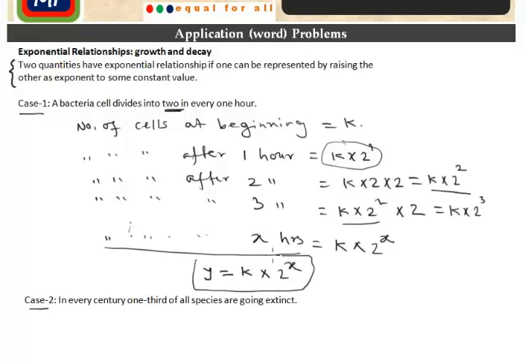So here the relation between X and Y, Y is equal to 2 to the power X. One quantity is X, one quantity is Y. Y is the number of cells after X hours. So X is the number of hours. So one quantity equals the other quantity raised as the power. That is why it was stated that two quantities have exponential relationship if one can be represented by raising the other as exponent or power. Here Y is represented by raising X as the power. So this relation is an exponential relation.